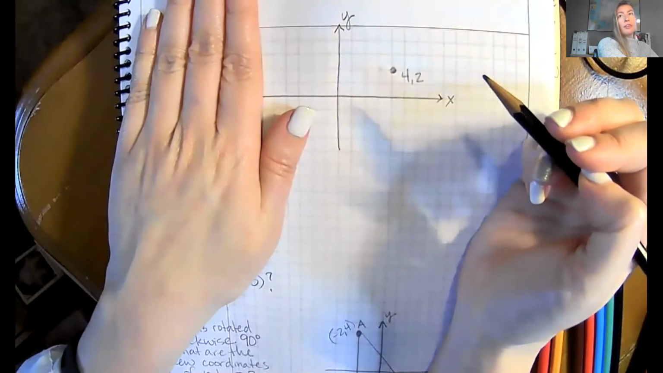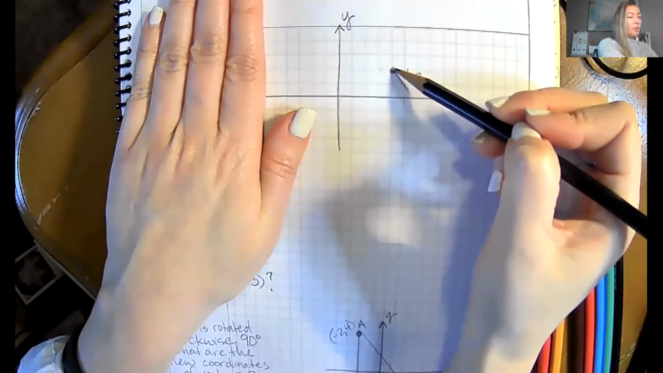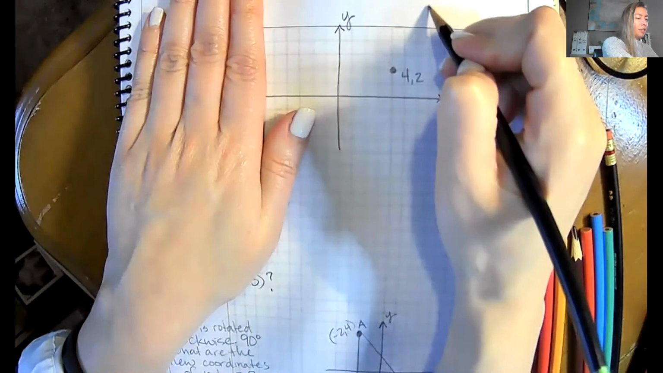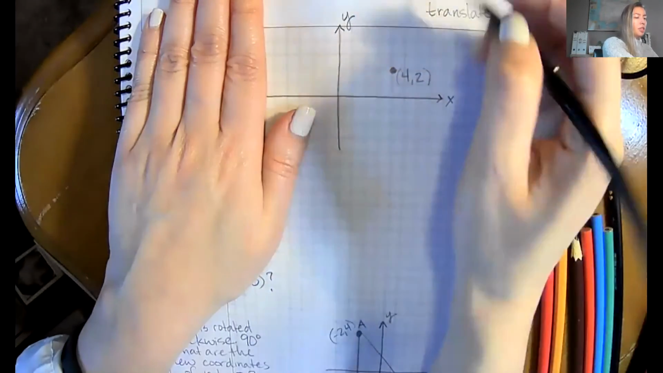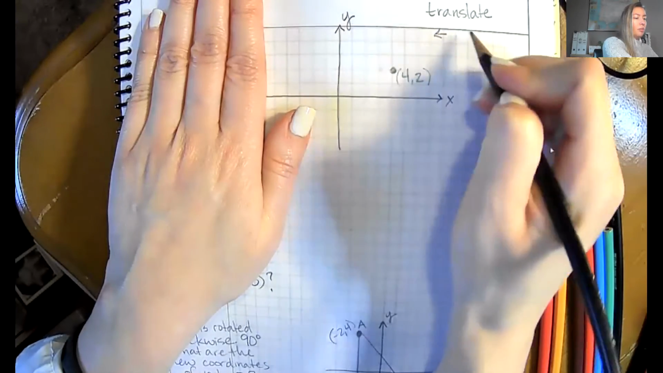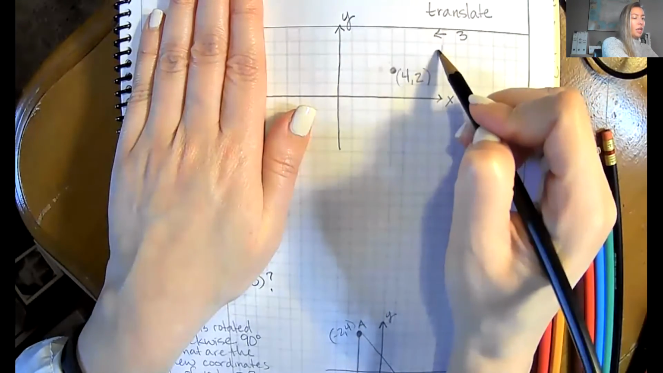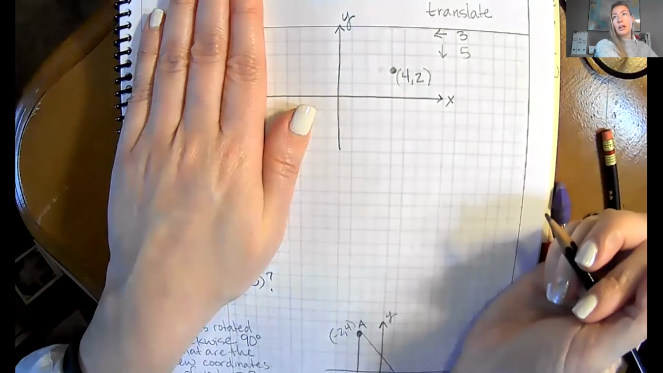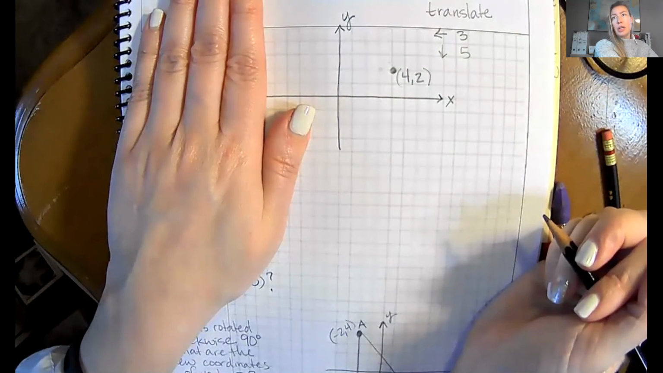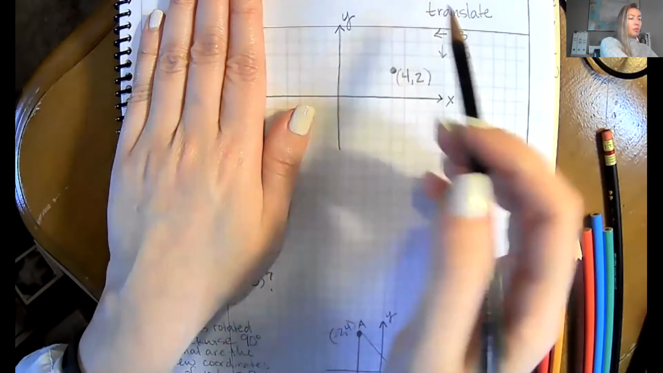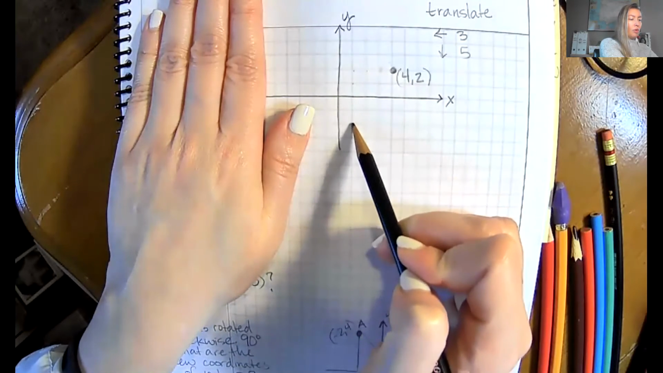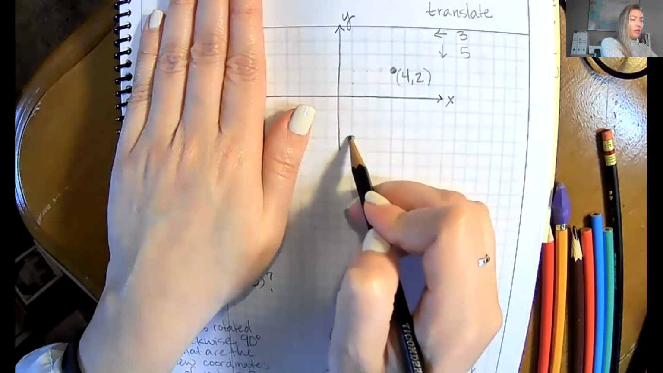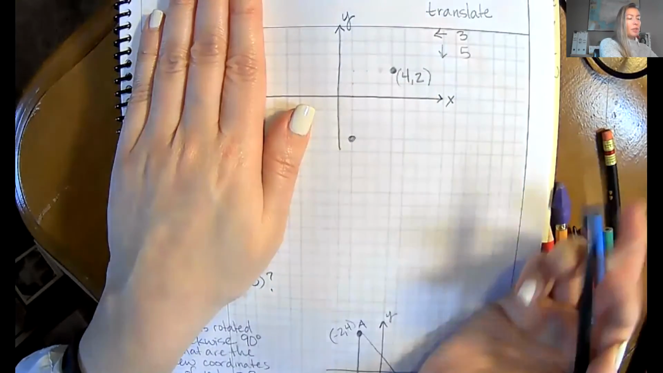But let's just say, I'm going to cover up these directions here, and let's just say that I wanted to translate this point. I want to go to the left by 3, and I want to go down by 5. All right. You've got this really simple. You're just going to take this point. You're just going to go 1, 2, 3. And you're going to go 1, 2, 3, 4, 5. And you're going to make the new point. The new point is going to be the image.